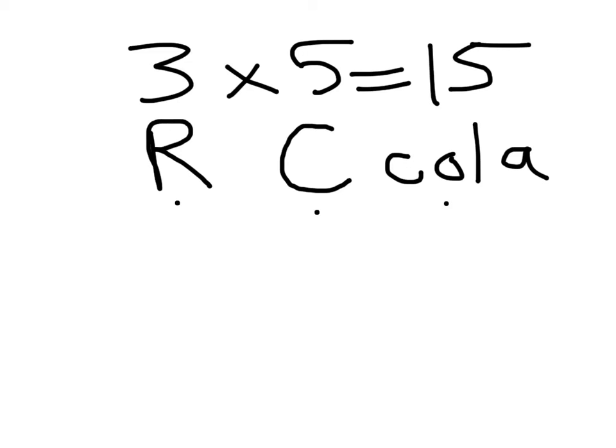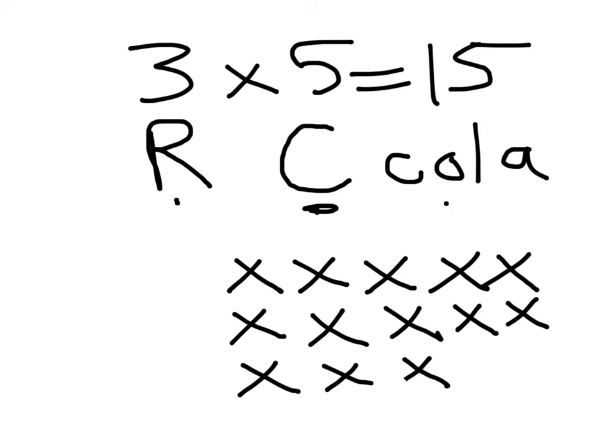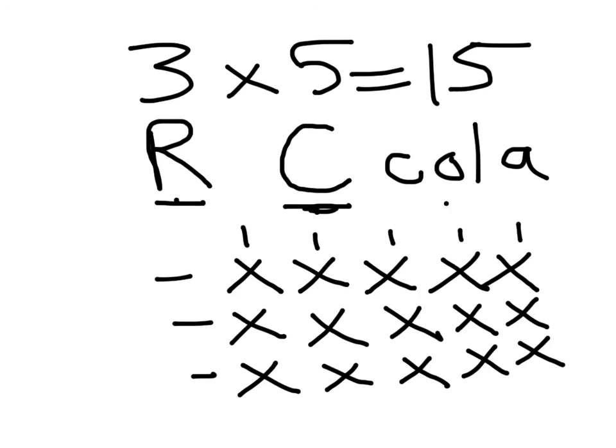So let's take our rows first, and we'll do 3 rows of 5. So 1 row of 5, like so, and then we'll do 2 rows of 5, and then lastly the 3rd row of 5. And as you can see, we have 1, 2, 3 rows with 1, 2, 3, 4, 5 columns. And that matches perfectly with our rows and columns in our multiplication problem. And that's basically how you figure out an array with rows and columns.